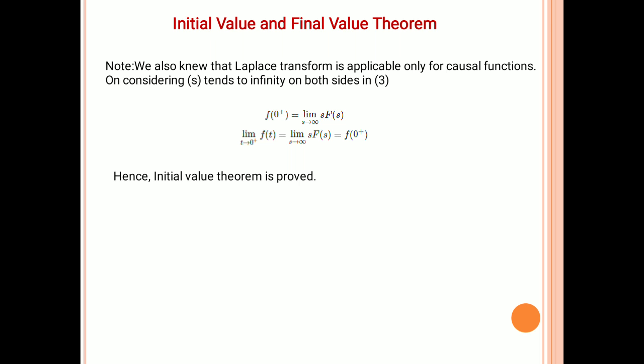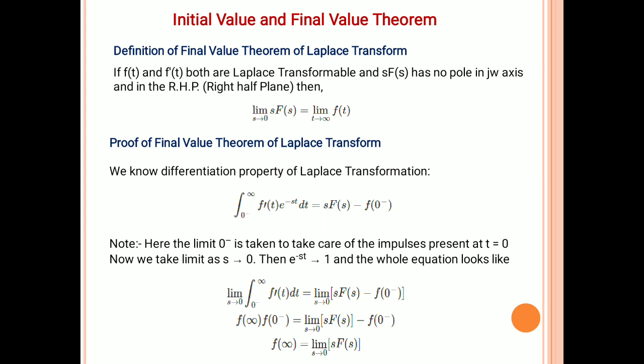So we can write f(0+) = limit as s tends to infinity of sF(s). Now, limit as t tends to 0+ of f(t) = limit as s tends to infinity of sF(s) = f(0+). Hence, the initial value theorem is proved. Now final value theorem. If f(t) and f'(t) are both Laplace transformable, and sF(s) has no pole on the jω axis, then limit as s tends to 0 of sF(s) = limit as t tends to infinity of f(t).